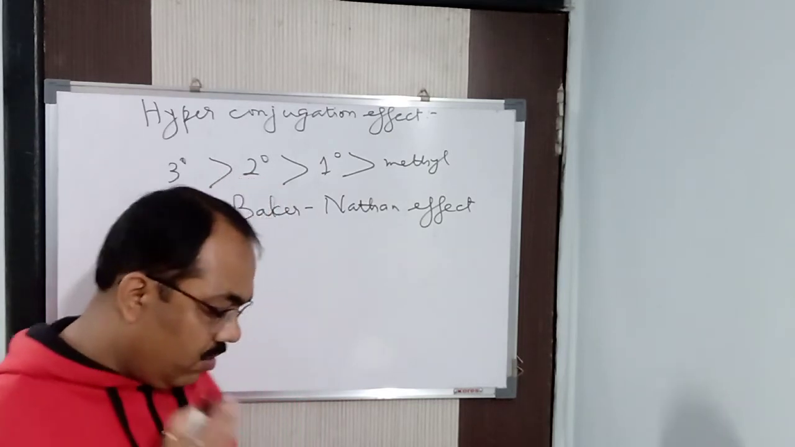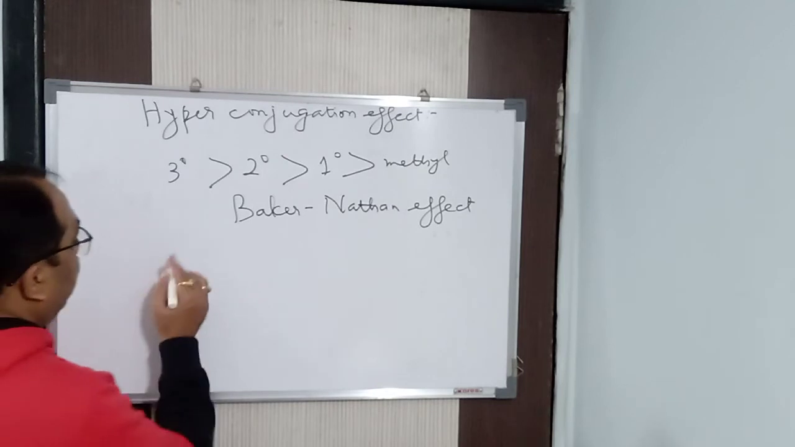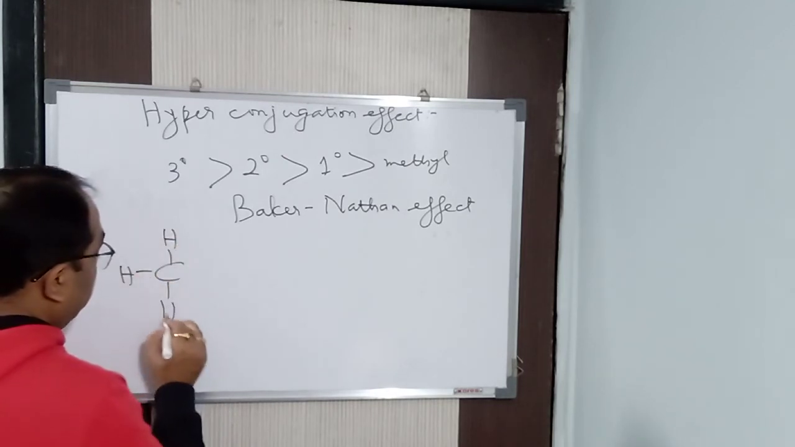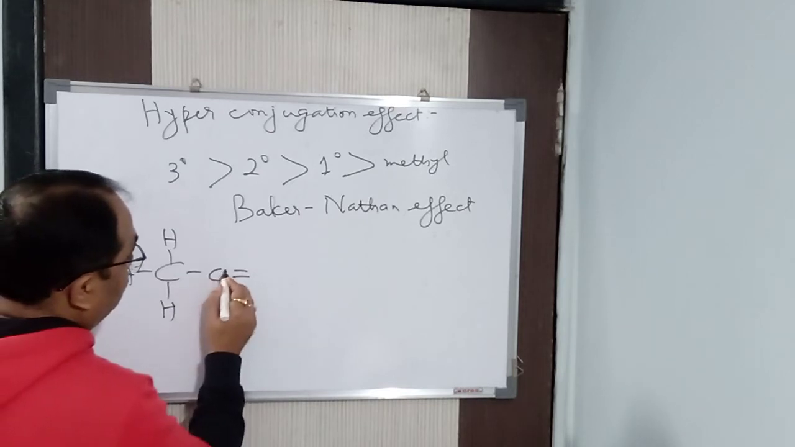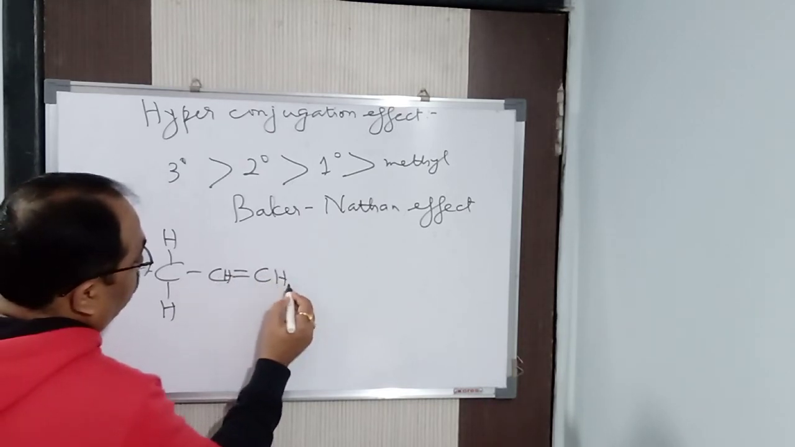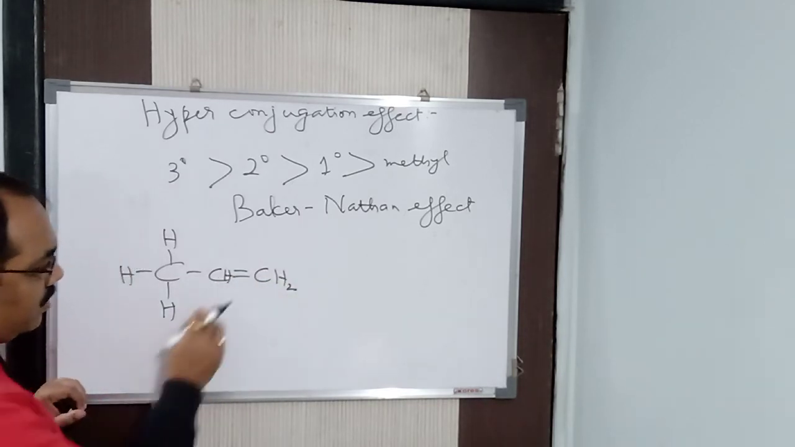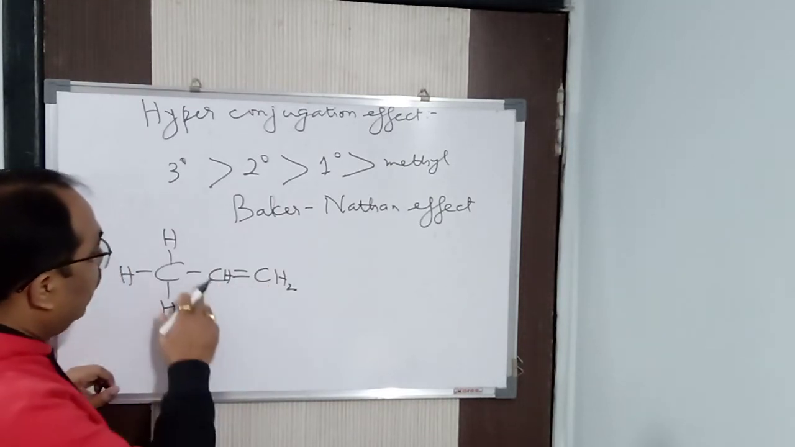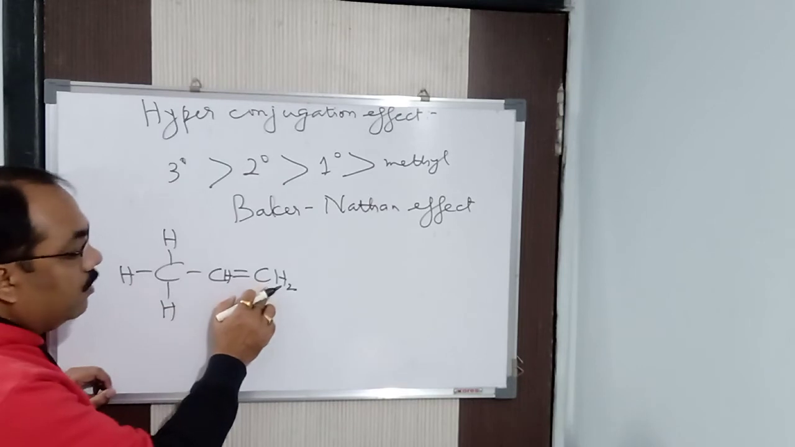We can say that. Now let me give an example so that you will be clear. Here this is an alkyl group, you can see. This is an alkyl group and this is your multiple bond, an unsaturated system. We can say this is a multiple bond. Alright, so here you can see very clearly that there is an alkyl group attached to a multiple bond.